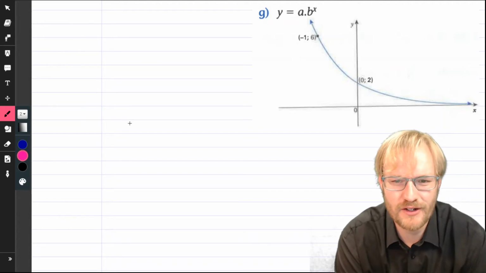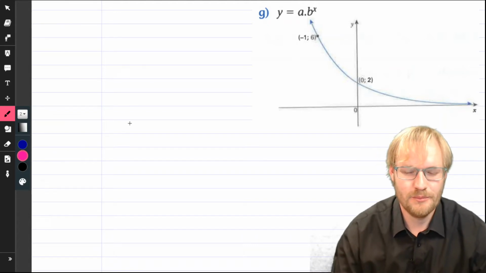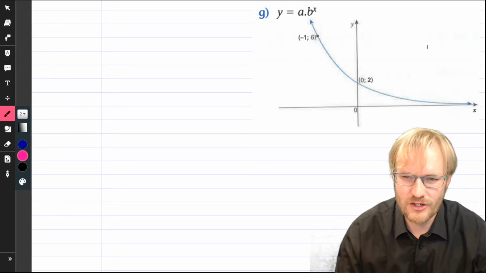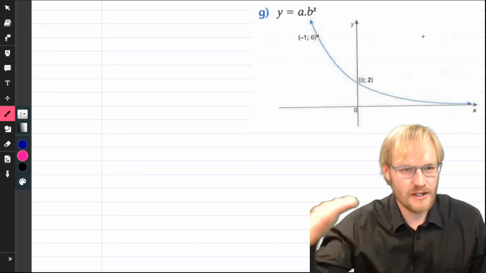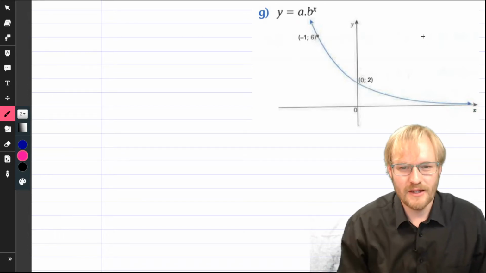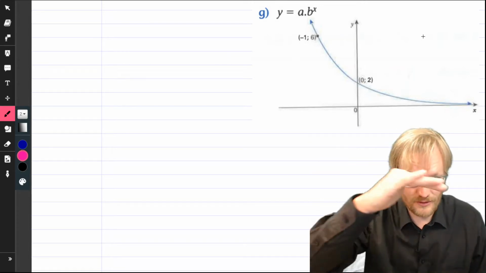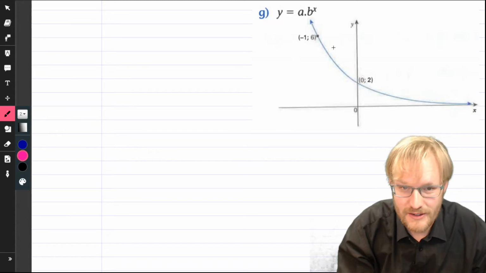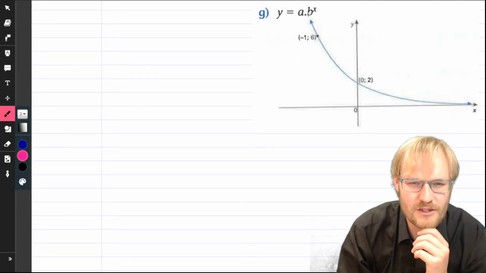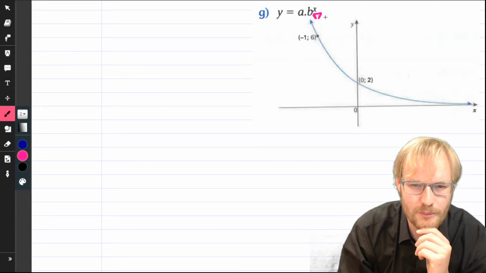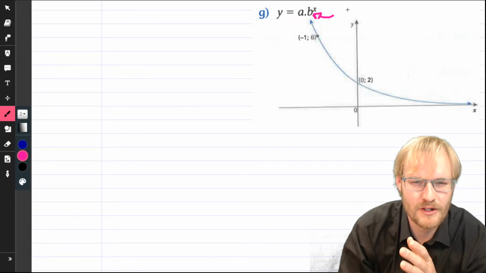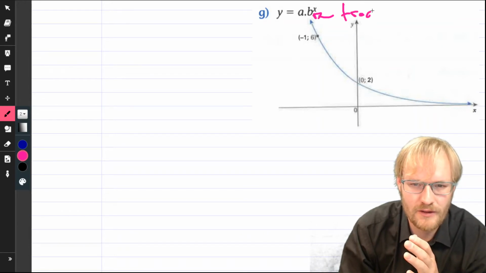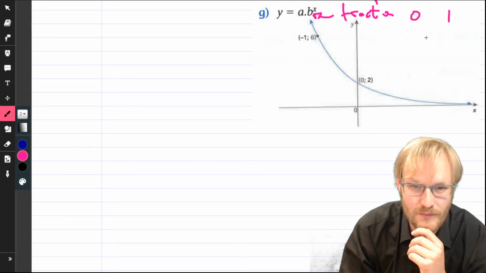Question G, and we're given an exponential, but it's not in this shape of the exponential. It's not increasing all the time. It's decreasing all the time. So it's going down like that. We can see that it's going down like this, which means we know something about our b. We know that it should come out to be a fraction. It should be between 0 and 1. So b is between those values.